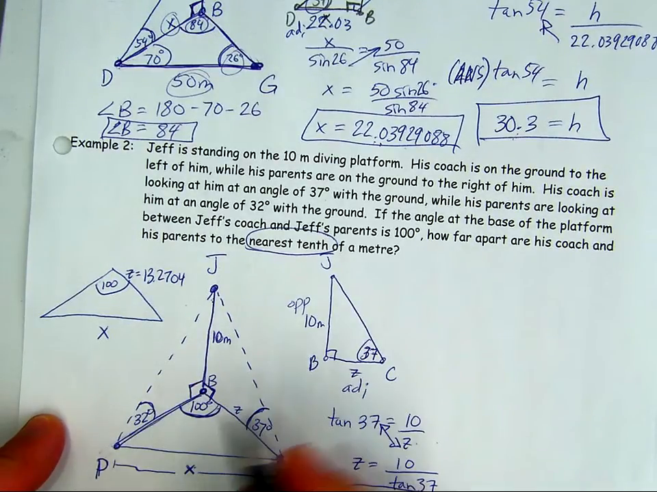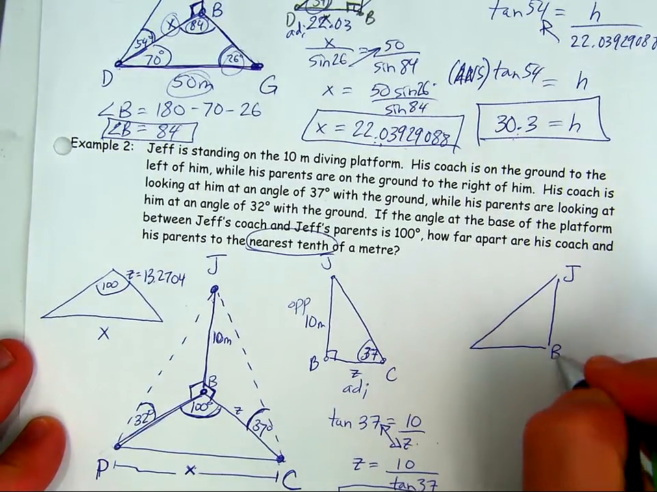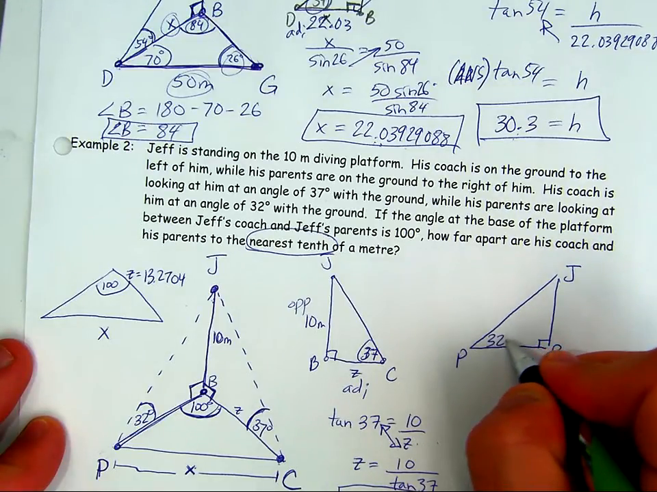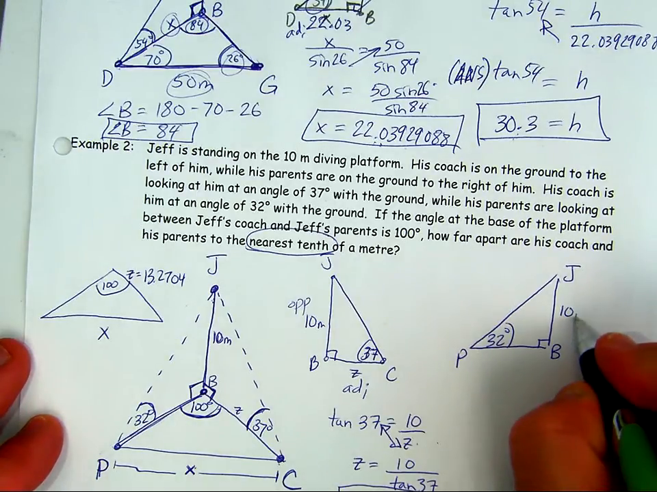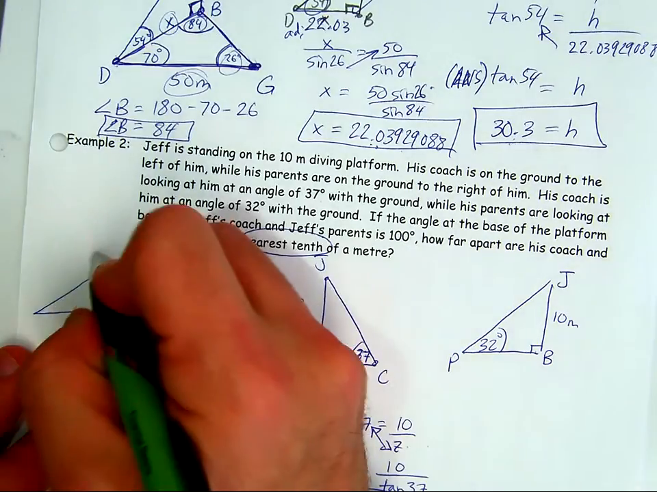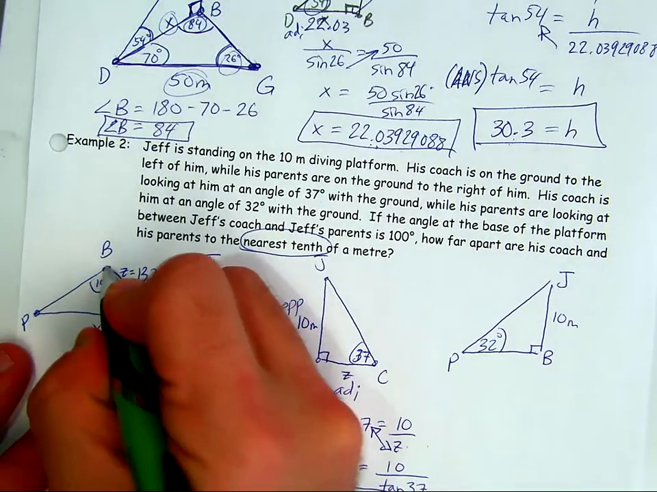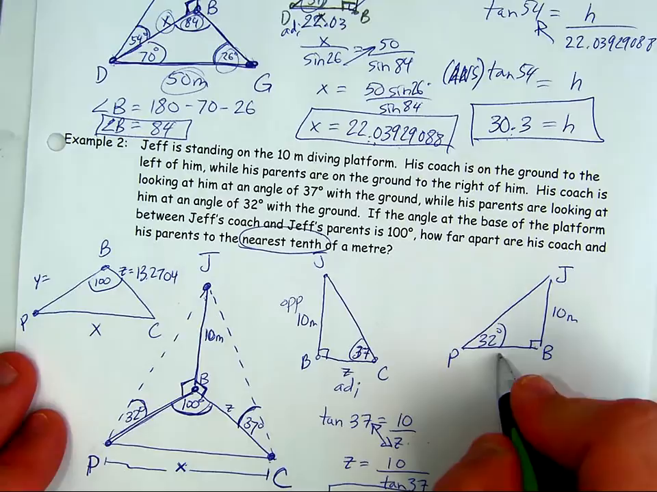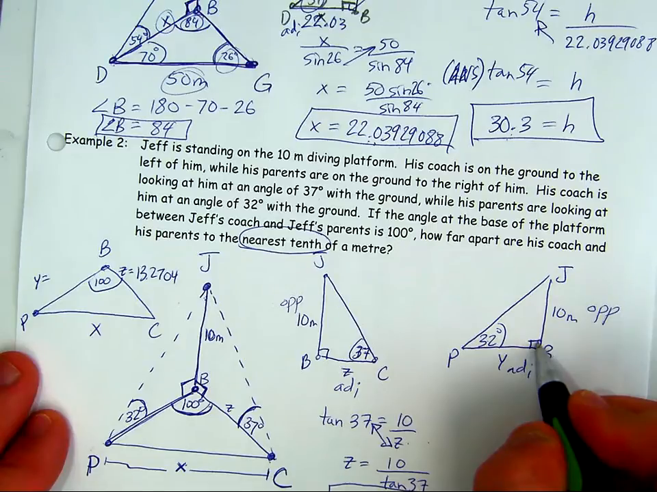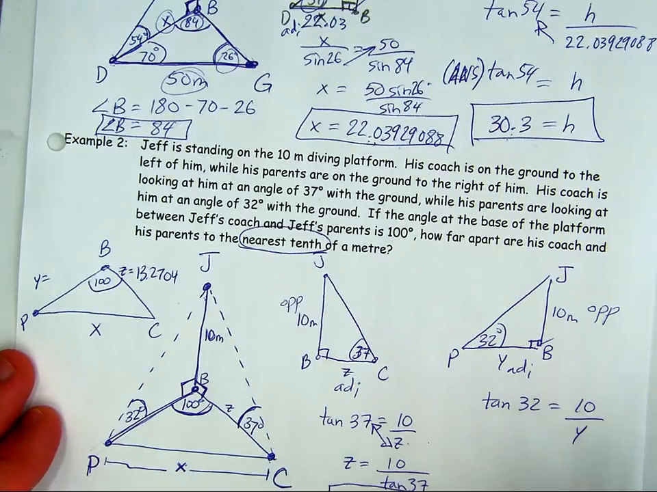That's just another 90-degree triangle, if you think about it, where this is Jeff, this is the base, and this is P for parents, where this is 32 degrees, and we know that the diving board is 10 meters. So if I continue this, I can figure out what P to B is as well, because this is B, this is P, and this is C. So I can figure out this measurement, which I will call Y. And so, if this is Y, according to 32, this is the opposite, and this is adjacent of a 90-degree triangle. So I'm going to use tan. Tan of 32 degrees is opposite, which is 10, all over adjacent, which is Y.